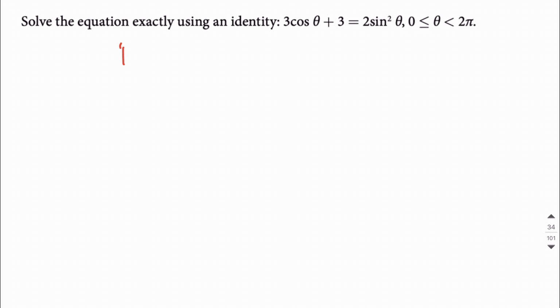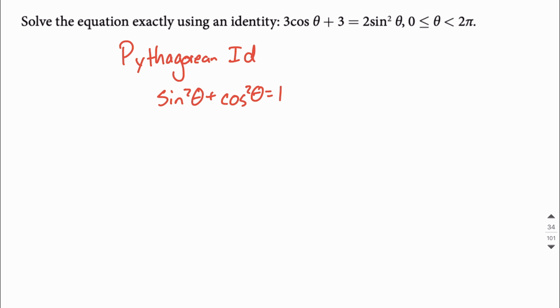So what I'm going to suggest is we first use the Pythagorean identity. All right, the Pythagorean identity where we had sine squared of theta plus cosine squared of theta equals 1. We can rearrange this a little bit. If we wanted to isolate the sine squared on one side, sine squared is going to be 1 minus cosine squared. So I'm going to replace our sine squared of theta with 1 minus cosine squared to get us going in the right direction here.